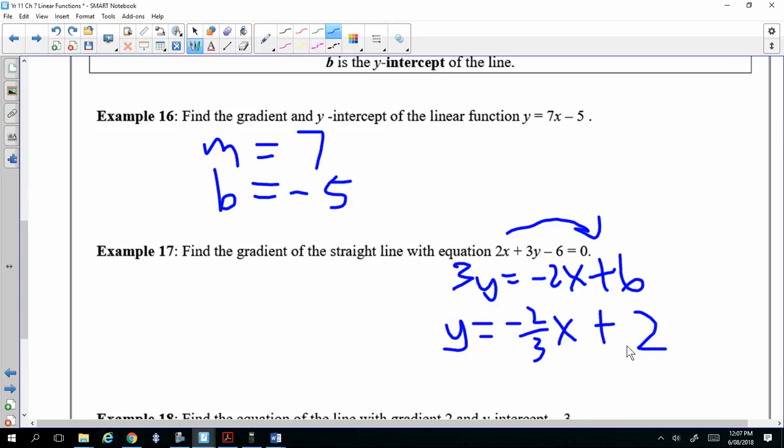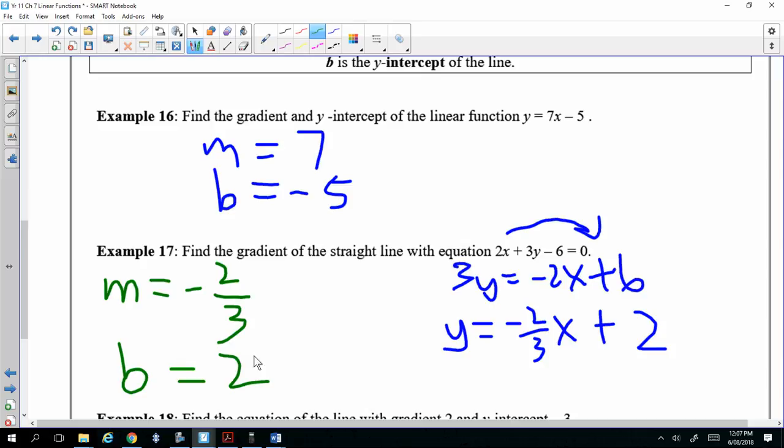Anthony, what's the gradient? I'll give you some time. Perfect. Let me ask someone else. What's the y-intercept? Anika? 2. Good. Alright, easy. Okay. Next, we'll do the next question.